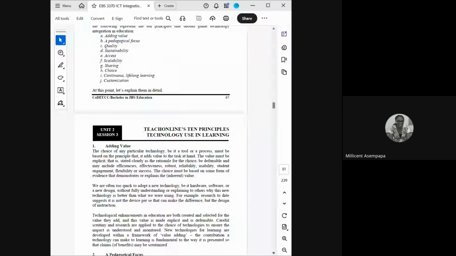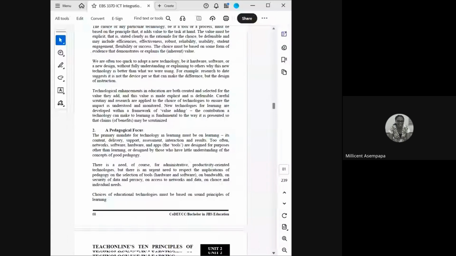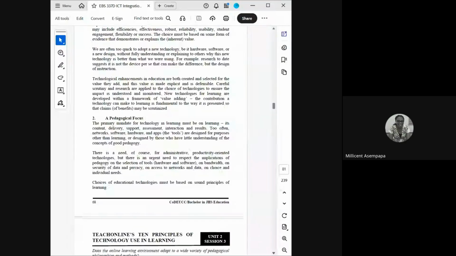It is not just because everybody is using a projector. A teacher said, oh, my colleague who is teaching science in the other class, I saw him using a projector, so I also use it. You use it for what? So that should be the question. Is it going to add value to the class?